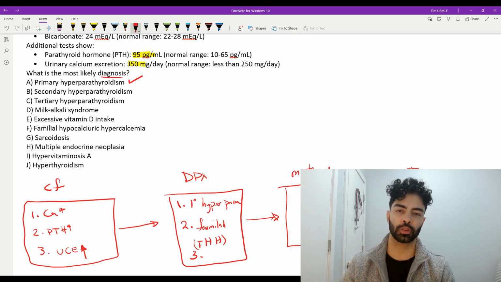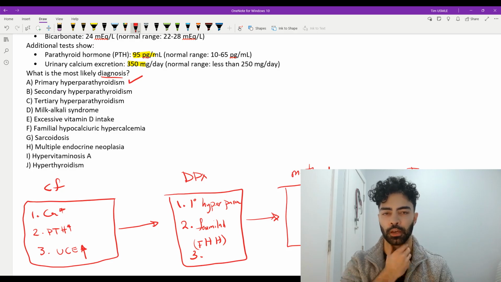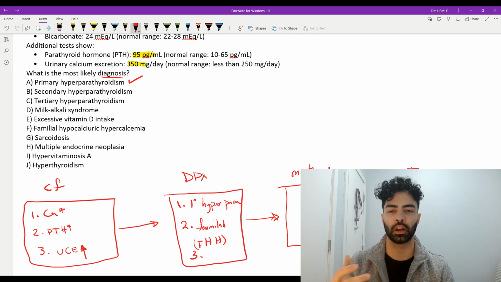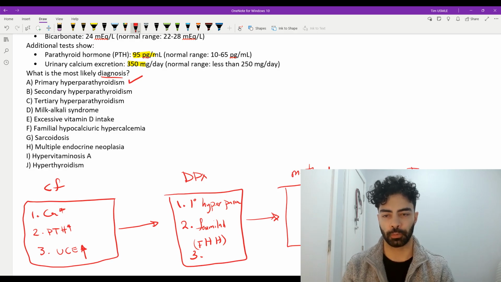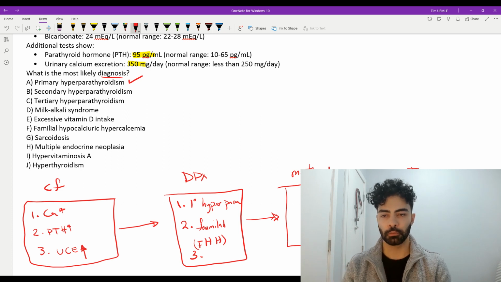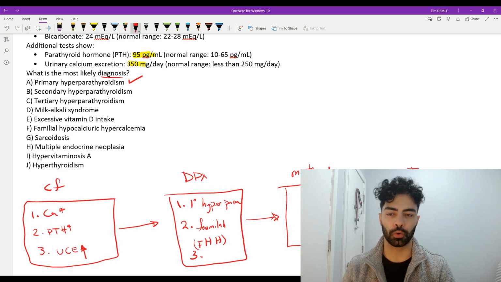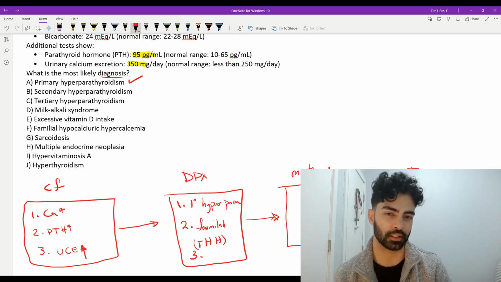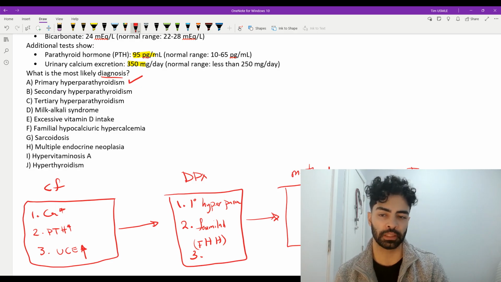If the parathyroid hormone is ever able to overcome the calcium, then you'll get tertiary hyperparathyroidism. So in tertiary hyperparathyroidism, the difference with secondary is that your calcium level is actually high. Milk alkali syndrome is in someone who has a lot of consumption of calcium. So in that case, you will see a parathyroid hormone that is decreased. Excessive vitamin D intake: you will get a lot of calcium absorbed.